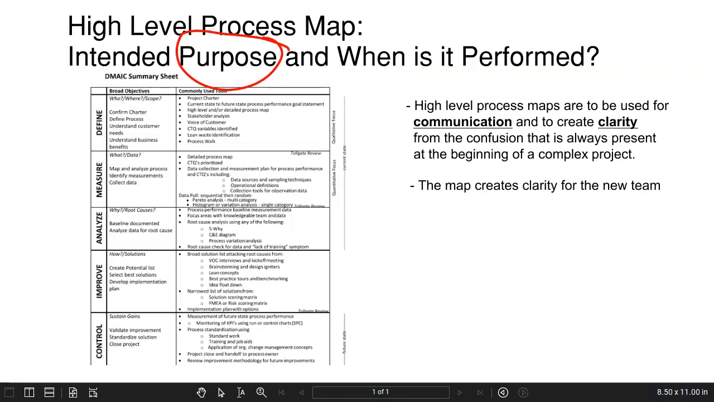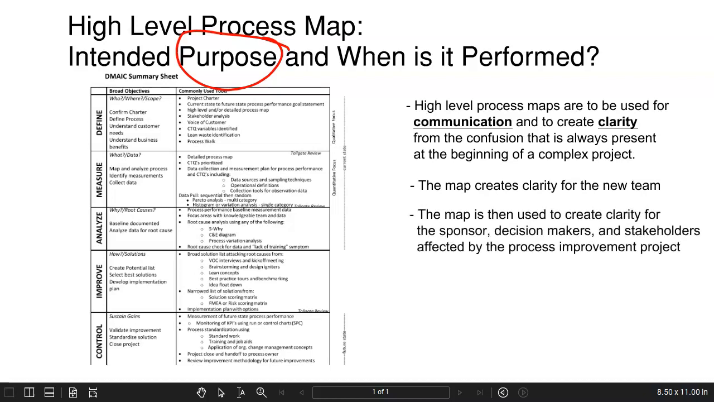We then use the high-level process map as a communication tool to make sure that the sponsor and other decision makers associated with this initiative understand the scope of work and where the areas of investigation are. We then will use a high-level process map when we go out and interview stakeholders. A high-level process map's intended purpose is to communicate. And the best way to communicate is to create clarity through simple messages.